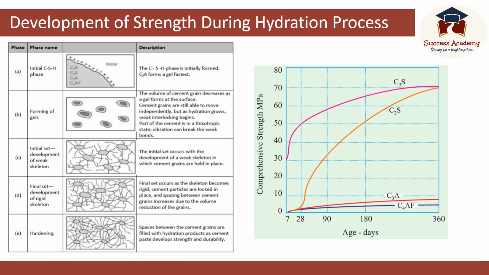The strength development with time during the hydration process is very important. You can see the grain development in the left-hand side picture, and you can see how the compressive strength is developing with time in the right-hand side picture. As you can see, C3S is gaining a considerable amount of strength in 7 days, but the other three compounds are not. However, C2S is able to develop the same strength over time, but the other two compounds, C3A and C4AF, are not contributing to gaining strength.